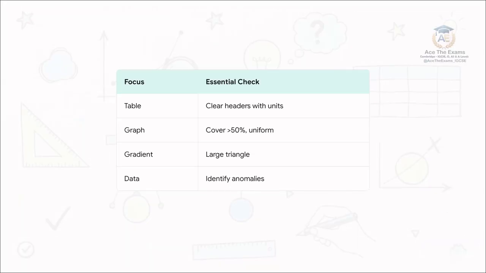Okay, let's get our first quick win. This breaks down the exact apparatus and data checks that examiners demand for ticker tape practicals. Let's look at the table design first. You need clear headers with the correct units included. No exceptions. For graph scales, your graph has to cover more than 50% of the page with uniform intervals. If you squeeze your graph into a tiny little corner, you lose marks. When it comes to calculating gradients, you are required to use a large triangle and always show your substituted values. And for data checks, you have to actively identify anomalies and assess the reliability of the results.